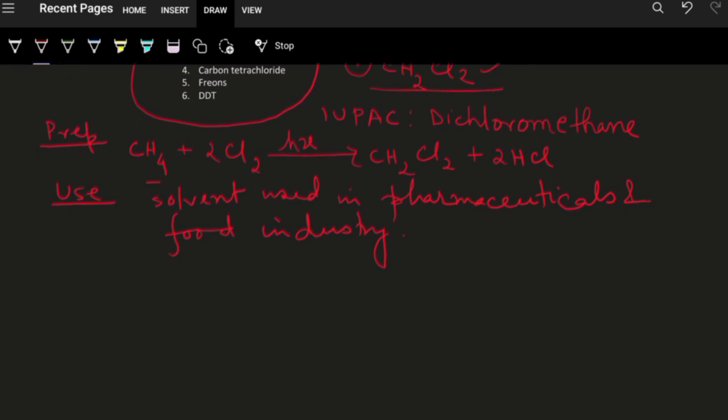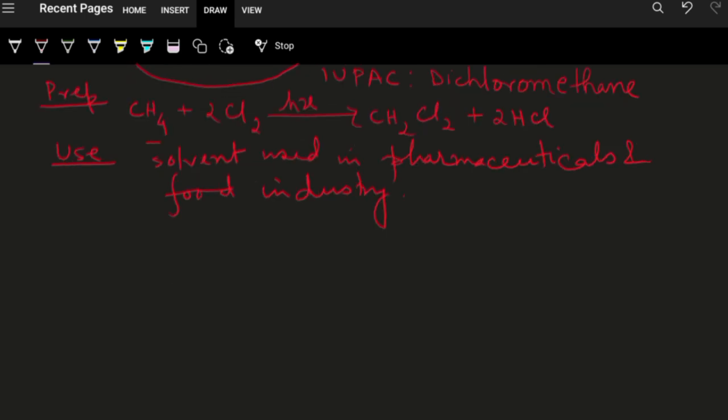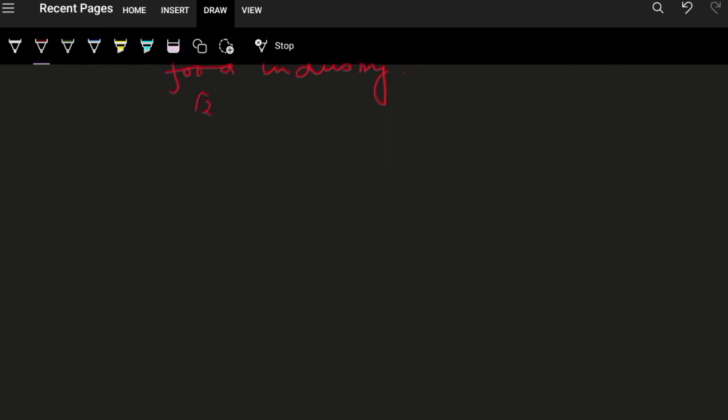So after this, number 2 is chloroform, CHCl3. This is the molecular formula. Chloroform has the IUPAC name trichloromethane. Some may write 1,1,1-trichloromethane. That is okay, but I think I have mentioned in my previous videos also that when there is only 1 carbon atom, you do not write 1,1,1. You can directly write trichloromethane.